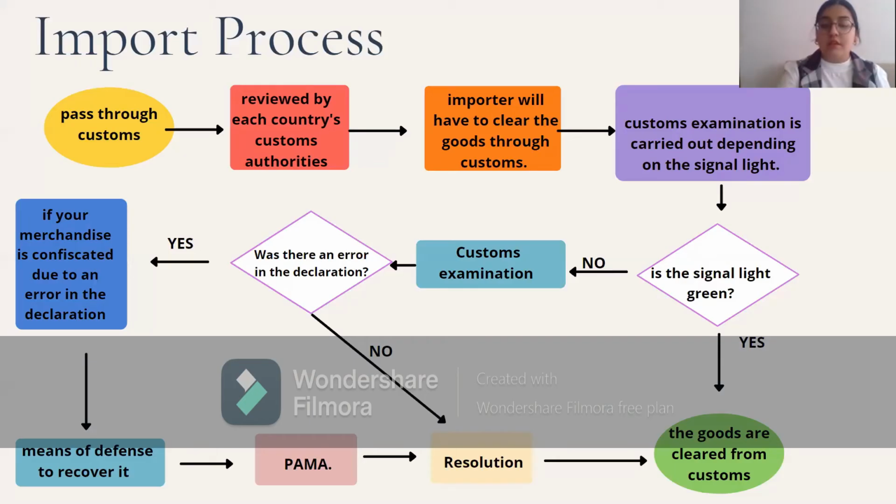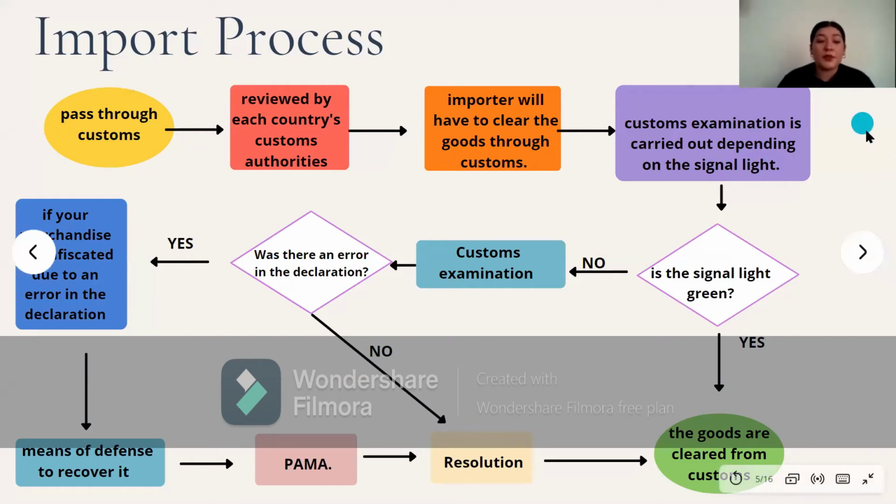Next slide, please. Okay, now I'm going to explain the import process with a small flow chart. The first, or where we start at, is that our merchandise will pass through the customs. Then the merchandise will need to be reviewed by each country's customs authorities. After that, the importer will have to clear the goods to go through the customs. And then the customs examination will be carried out depending on the signal light. For example, is the signal light green? If the answer is yes, then the goods are going to be cleared from the customs. But if the answer is no, the customs examination will need to start.